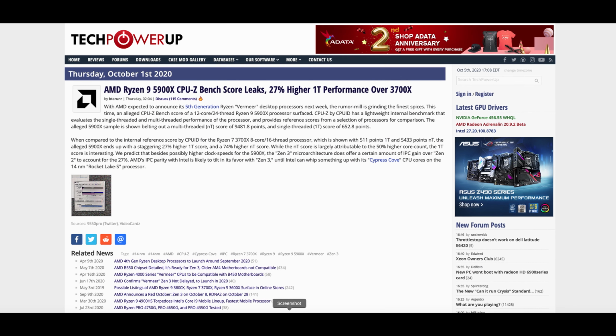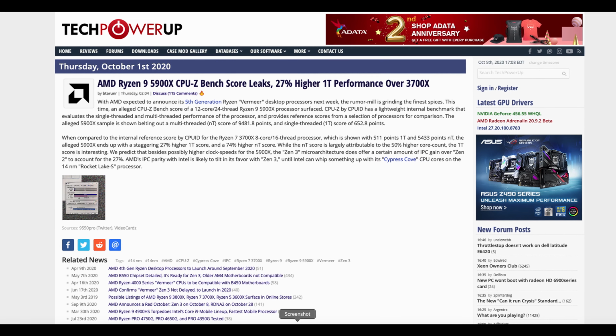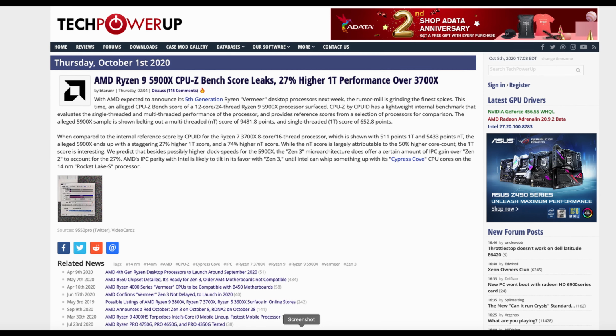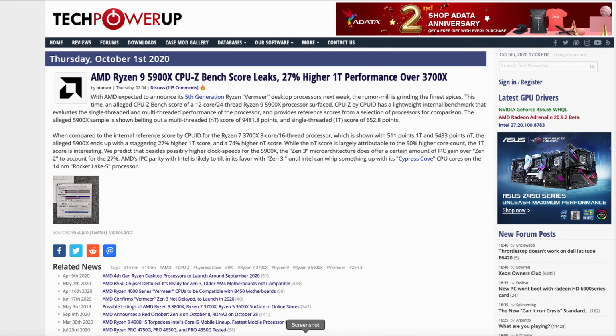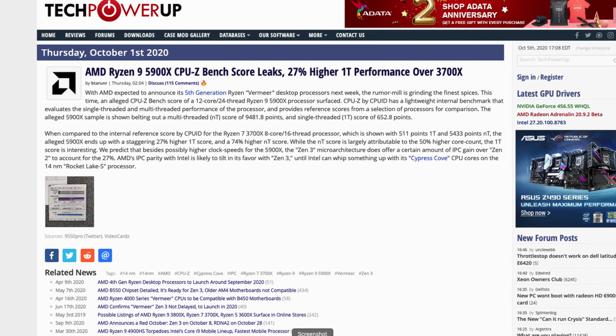So I have an article here from TechPowerUp. It's from a few days ago, and it is about the AMD Ryzen 9 5900X, 27% higher performance than the 3700X. Okay, and that's single-threaded performance there. Now, taking a look at this information, so what do we have here?